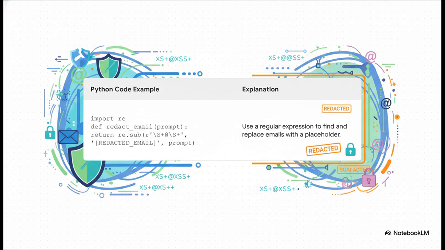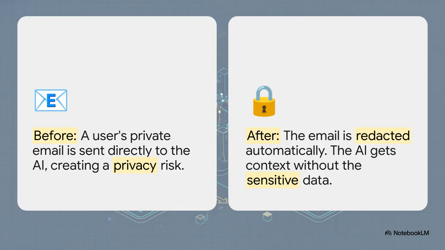The real work is done by re.sub, which finds everything matching that pattern and just substitutes it with our placeholder text, "redacted email." It's a clean, powerful way to sanitize your data on the fly. The impact of this is crystal clear.